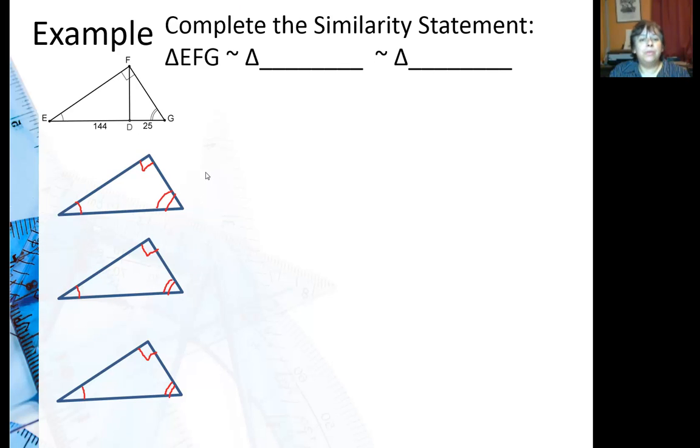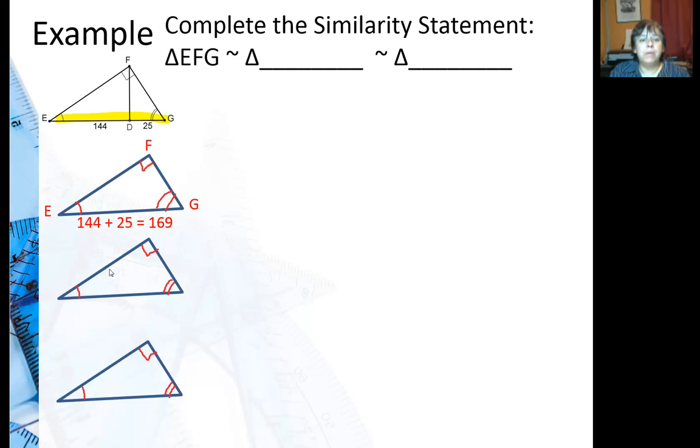I have to draw the triplets. And here I have all the angles marked. So I took this triangle and drew it 3 times. The first set of vertices is pretty easy. It's EFG, just like the triangle is. And I have 144 plus 25. That's this whole side right here. So that's 169.